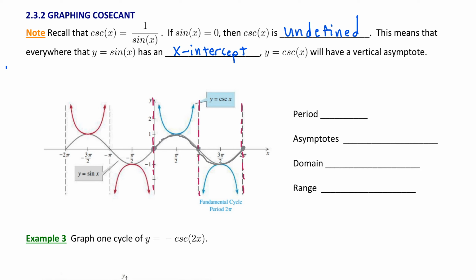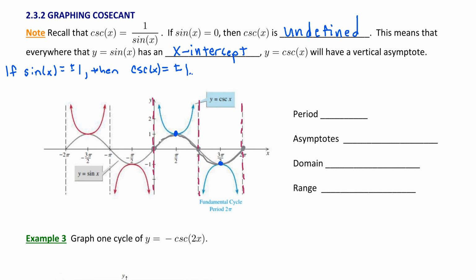Similarly, we can make the observation that if sine of x reaches its maximum or minimum value of plus or minus 1, then its reciprocal, cosecant of x, will share that value. So where sine of x is equal to 1 or negative 1, cosecant of x shares the same value.